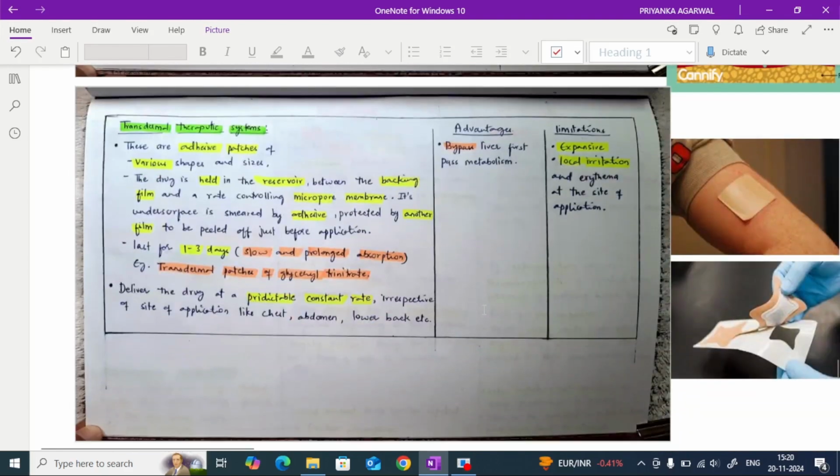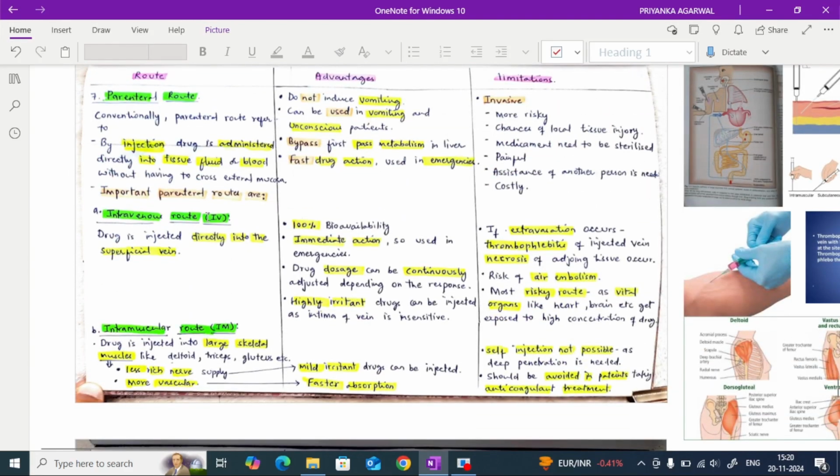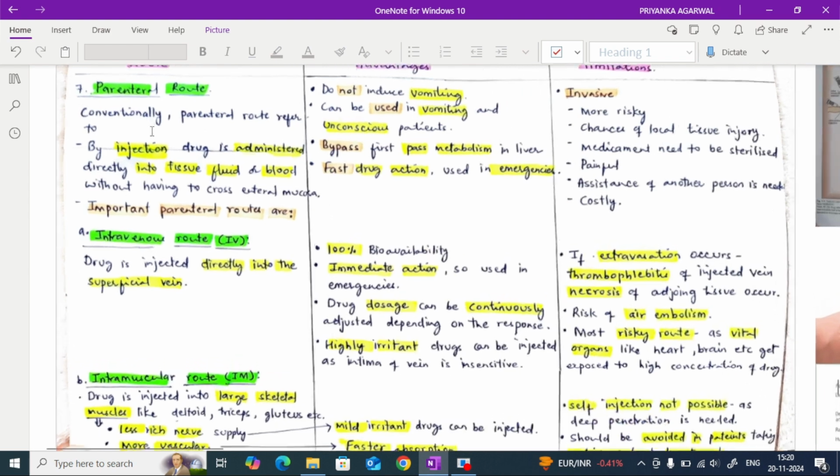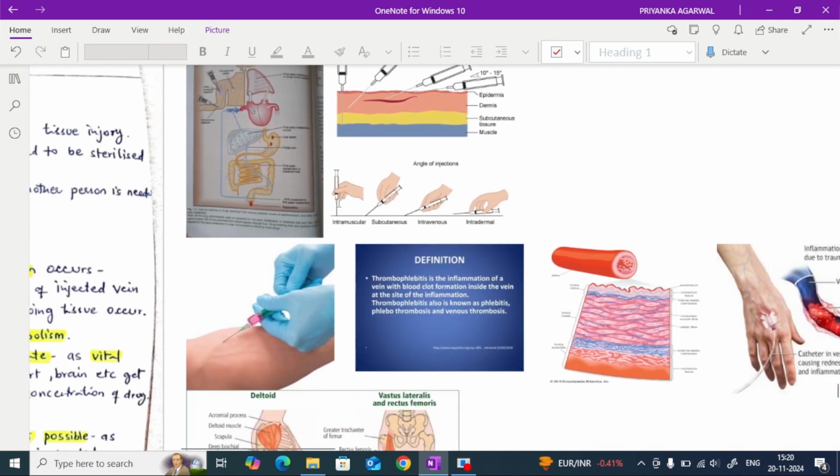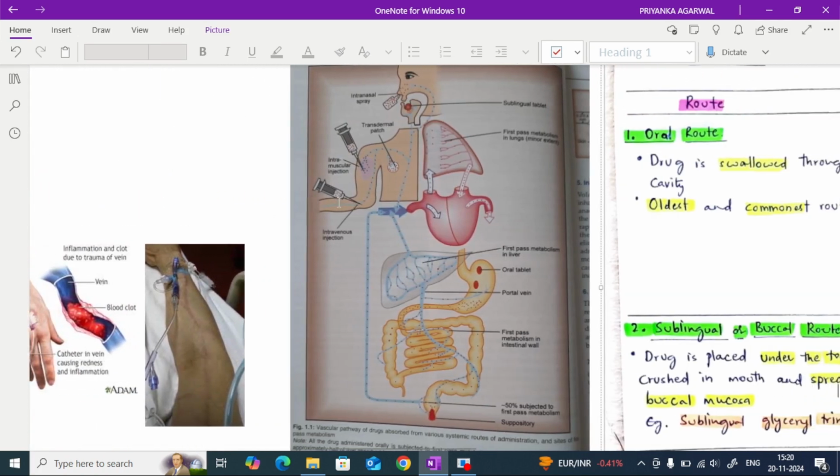Now coming to the parenteral route. So what do you mean by parenteral? So conventionally parenteral route referred to by injection, the drug is administered directly into the tissue fluid or blood without having to cross enteral mucosa. Now what do you mean by this? So look at this diagram.